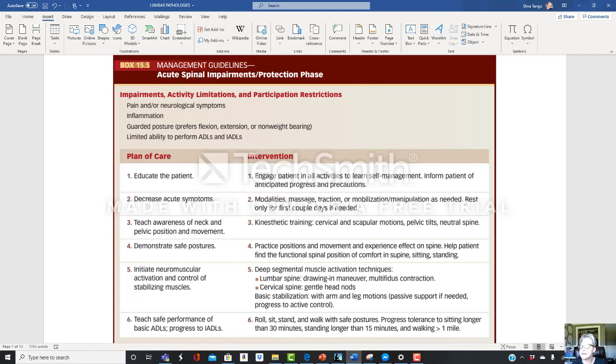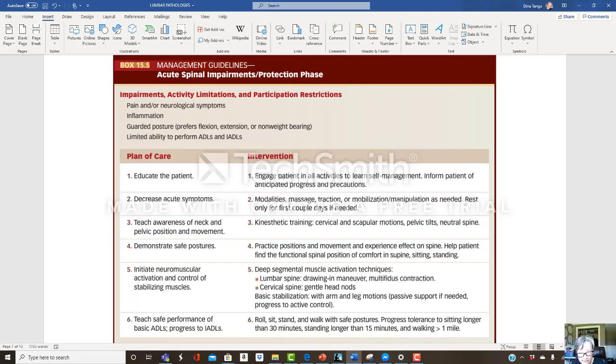To decrease acute symptoms, we're going to use modalities, massage, traction, or mobilization, manipulation as needed. Rest only for a couple of days if needed. Teach kinetic training, cervical and scapular motions, pelvic tilts, and neutral spine. Practice positions and movement and experience effect on spine.